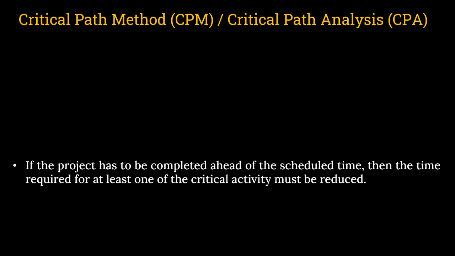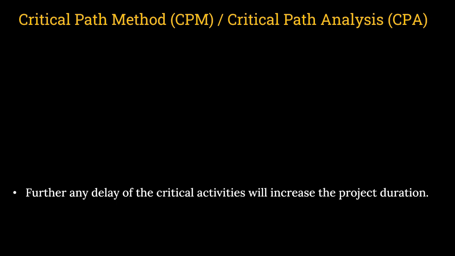So if the project has to be completed ahead of the scheduled time, in this case, for example, say the scheduled time is 14 days, then the time required for at least one of the critical activities must be reduced. Suppose instead of 14 days, you want to complete it in 13 days. You want to reduce it further. Then what is to be done from your side? One of the activities out of the critical path has to be reduced by 1 day, then only it will be possible to reduce, otherwise it is not possible. Okay.